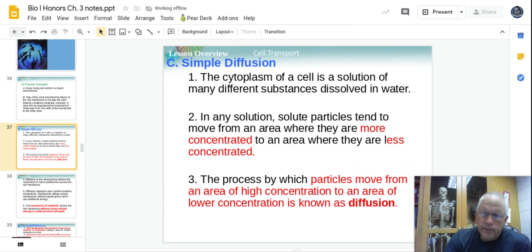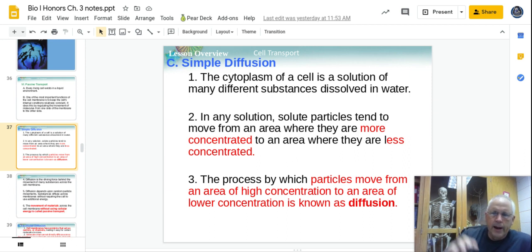So if we move particles of any kind, it could be sugar, it could be salt, it could be anything other than water. We'll talk about it in a minute. That is called diffusion. So let me say that again. Moving from an area of high concentration to low is diffusion. Okay. Now, you have to understand what solution and solutes are. We'll talk more about this, but solutions are like water. A solute would be like salt or sugar or something like that.